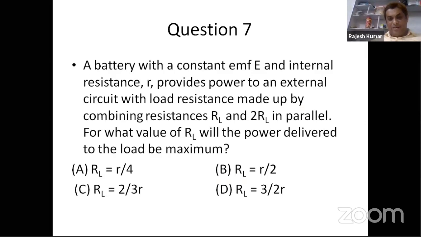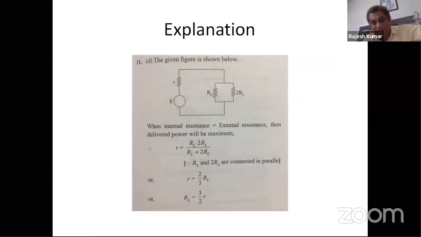Now, another question I have chosen for you: a battery with a constant EMF and small internal resistance r provides power to an external load, made by combining resistances RL and 2RL in parallel. For what value of RL will the power delivered to the load be maximum? This is the diagram I have.